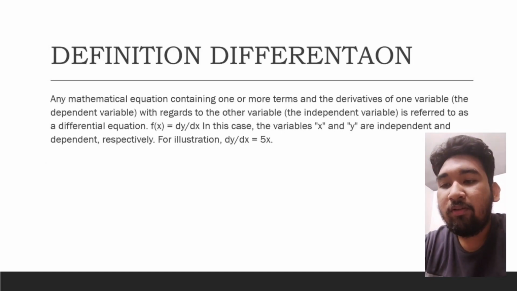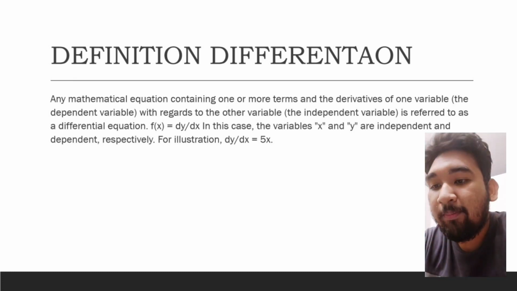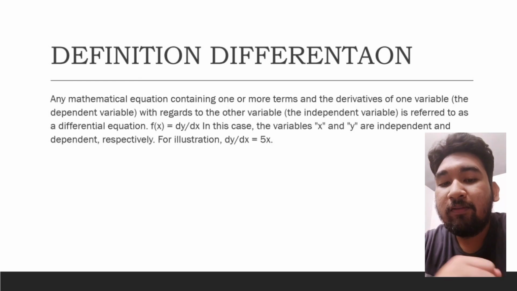First of all, I will tell you the definition of differentiation. Differentiation is any mathematical equation containing one or more terms and the derivatives of one variable, the dependent variable, with regards to the other variable, the independent variable, is referred to as a differential equation. f(x) equals dy per dx. In this case, the variables x and y are independent and dependent respectively. For illustration, dy per dx equals 5x.